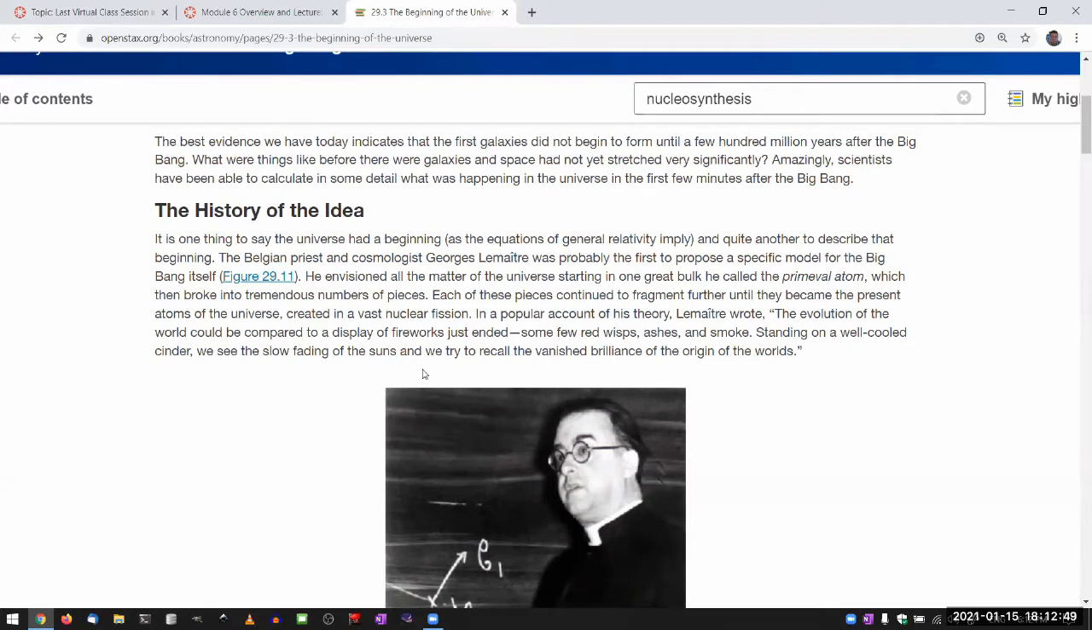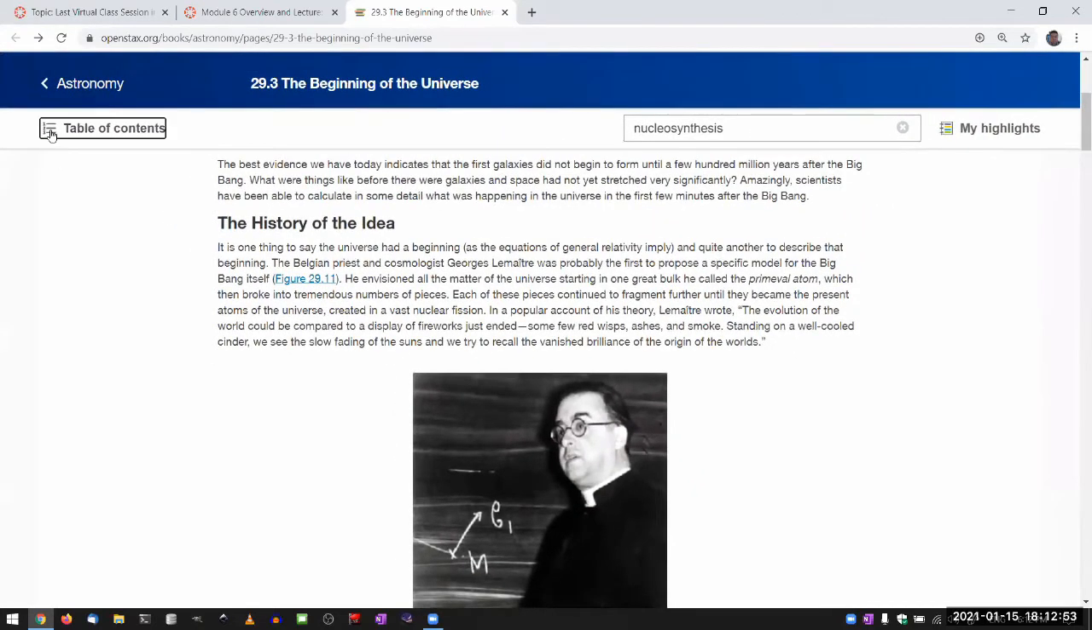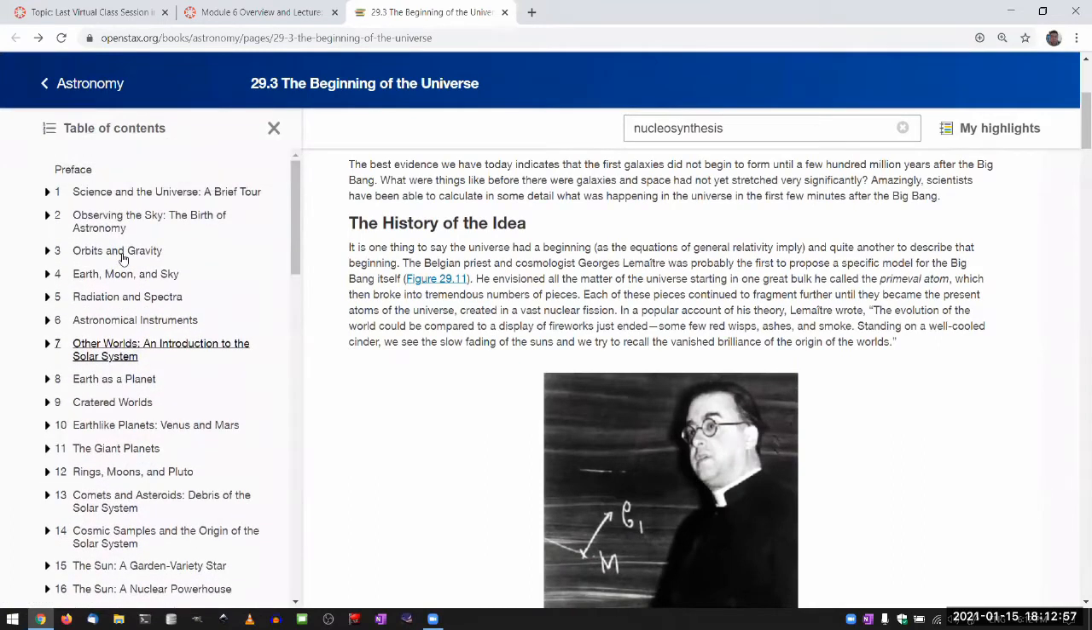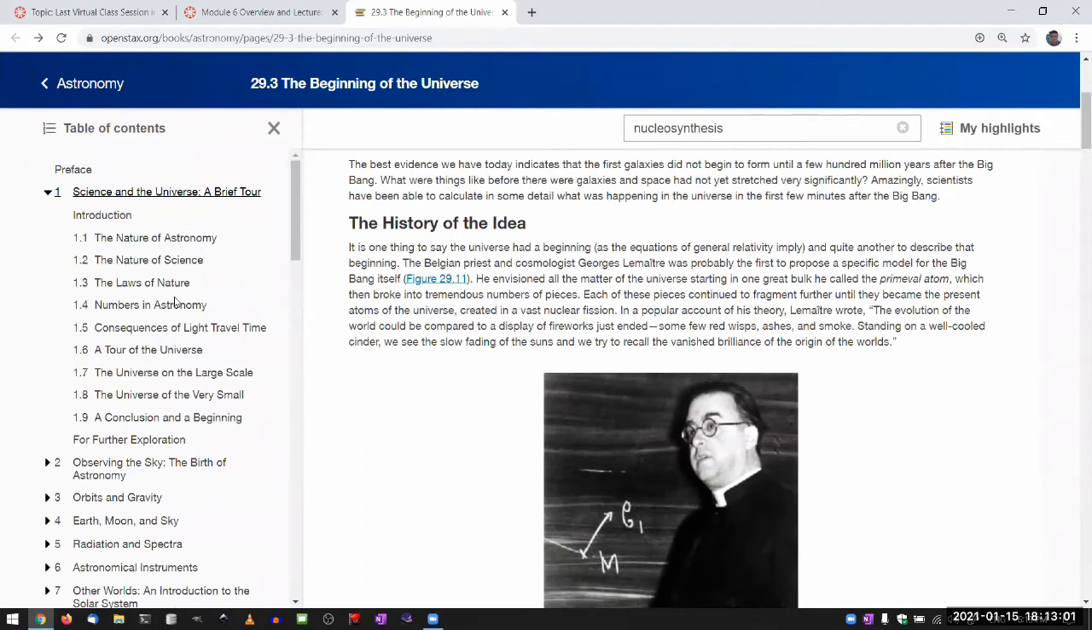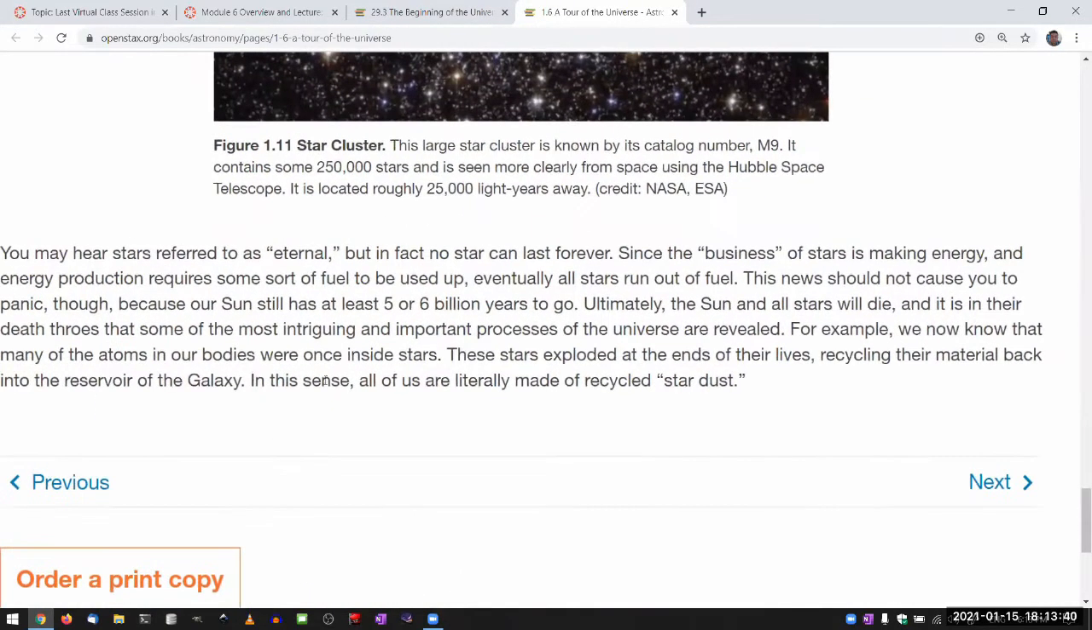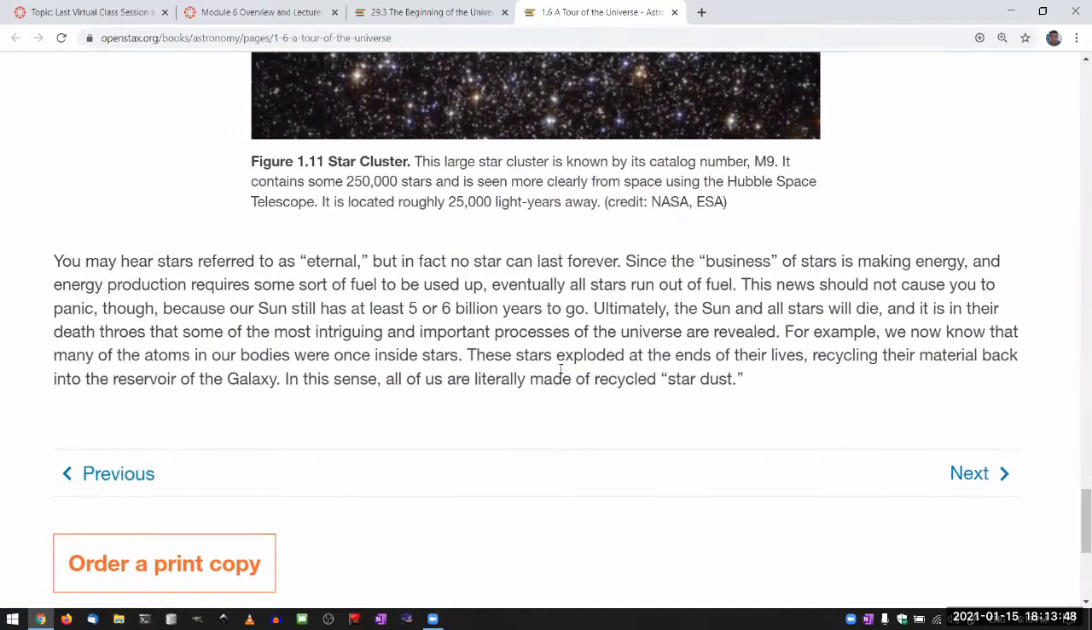And some of this actually goes way back to, I want to say, module one or module two. I guess it was part of the reading that we did when we were doing module one. Here it is: in this sense, all of us are literally made of recycled stardust. What this is referring to is how nearly all elements you see on Earth, particularly carbon, oxygen, all the things that astronomers call metal, which are everything above hydrogen and helium, are produced through nuclear fusion in stars, especially elements heavier than iron. They come from supernovas, or stars that were massive enough to undergo the type 2 supernova explosion.